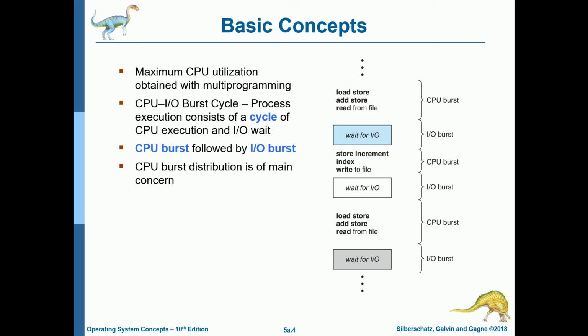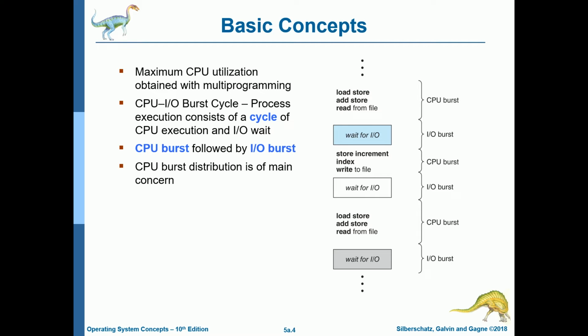Now, in a system with a single CPU core, only one process can run at a time. Others must wait until the CPU's core is free and can be rescheduled. The objective of multi-programming is to have some process running at all times to maximize CPU utilization.